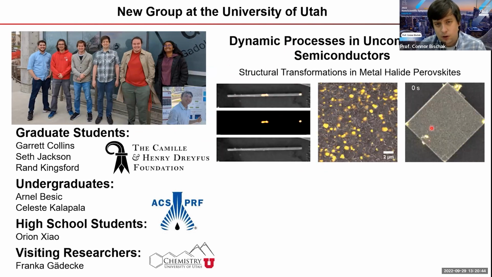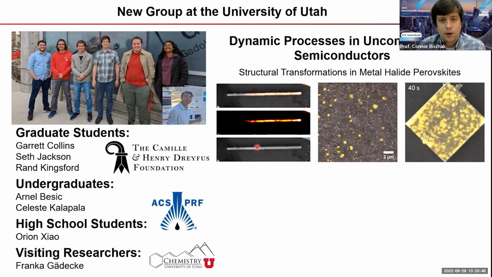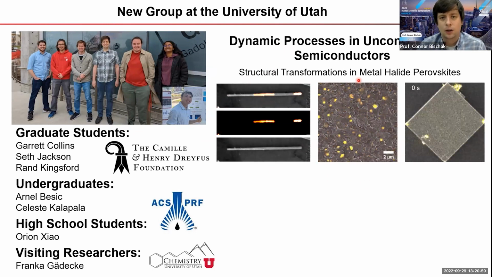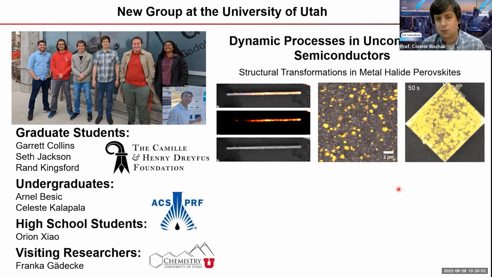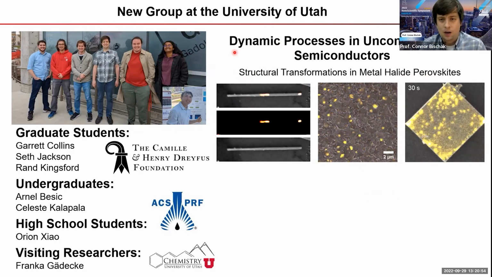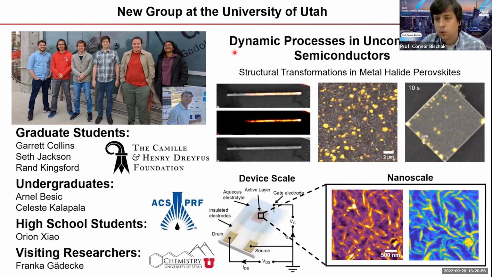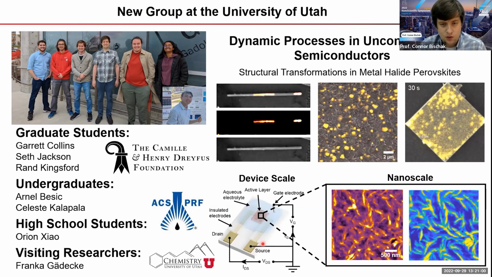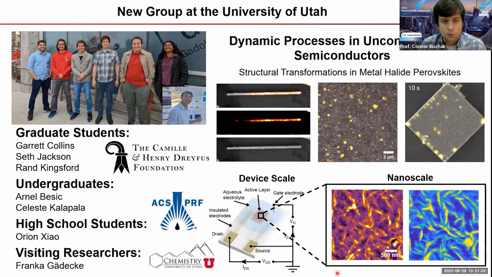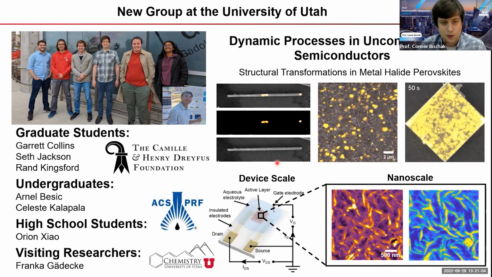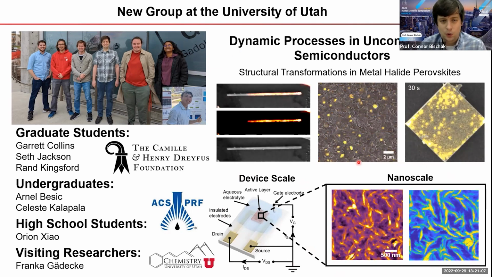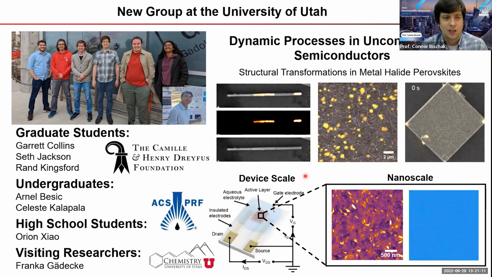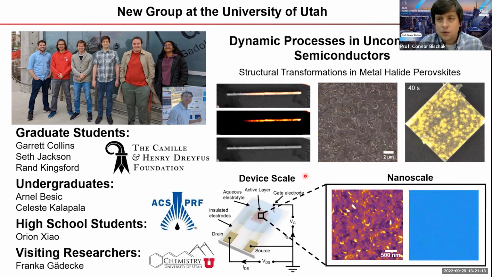And so one thing we're really interested in is using electron microscopy to watch structural transformations in things like metal halide perovskites, which are exciting materials for solar cells. We also use a lot of scanning probe or AFM to watch dynamic processes in soft materials like polymers. And I'm going to focus most of my talk today on this work here with a little bit of perovskite stuff at the end, just because I was excited about 2D materials.